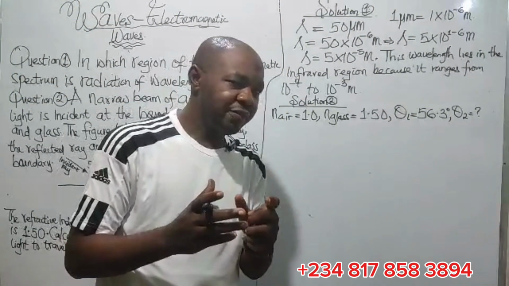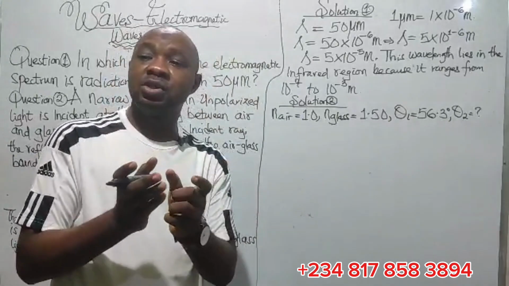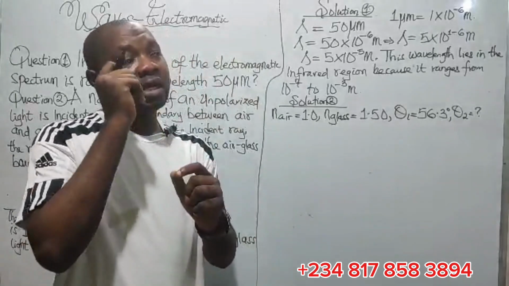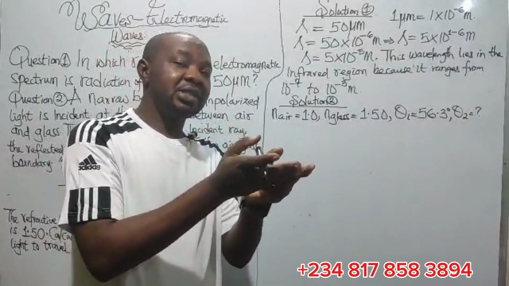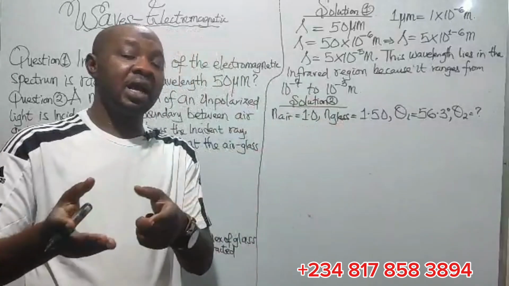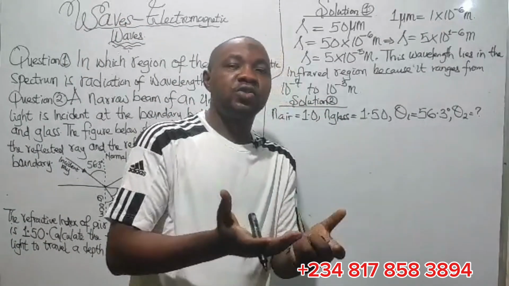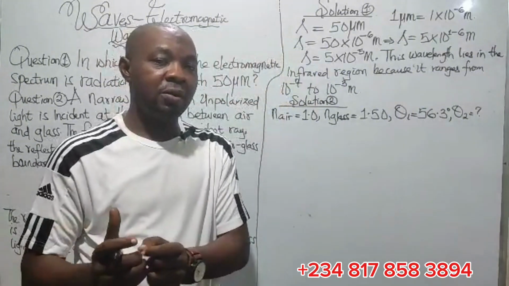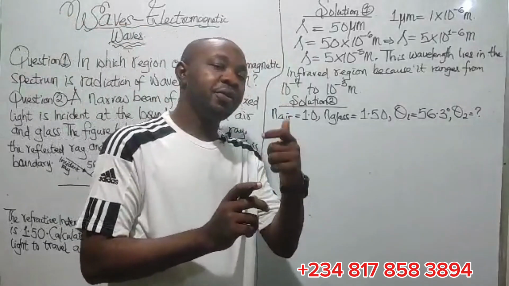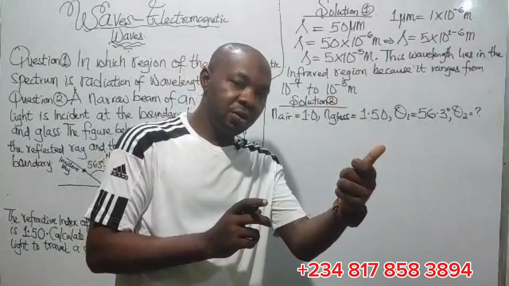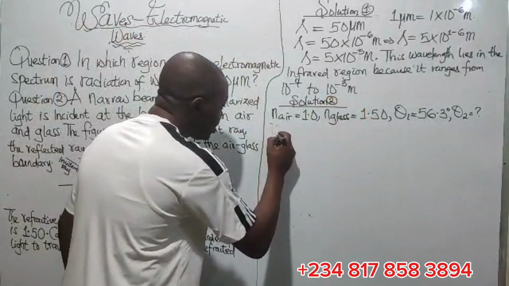Now, somebody asked me what is the difference between refractive index and absolute refractive index. For refractive index, we define it as the speed of light in air with respect to the speed of light in a material, or the wavelength of light in air with respect to the wavelength of light in a material. But absolute refractive index is the ratio of the refractive index of one medium with respect to another medium.